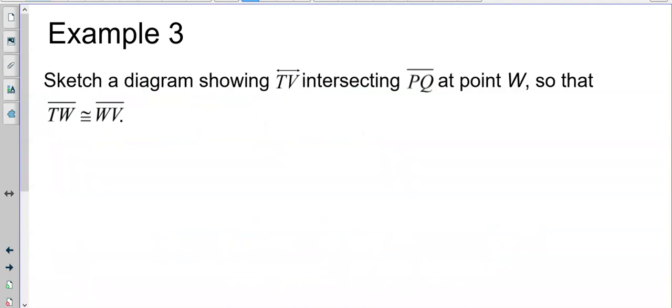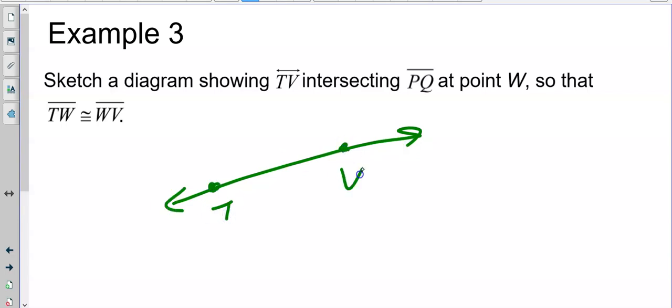Sketch a diagram showing TV. So I'm just going to write there TV intersecting PQ at point W, and here's the important part, so that TW and VW are equal, which means we need this point W to be a bisector. So PQ, again, segment, not a line, looks something like that.